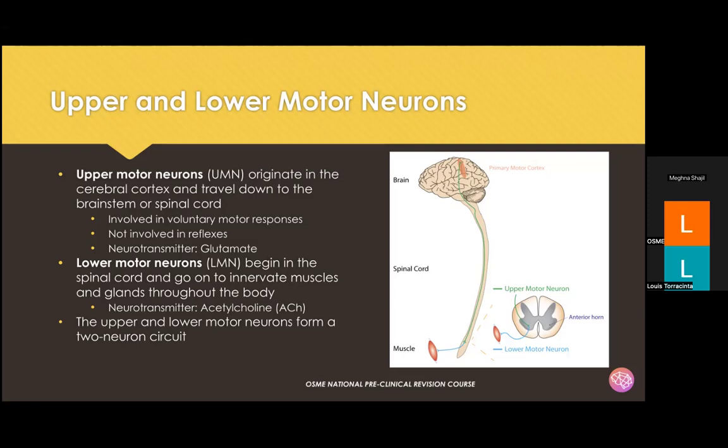Lower motor neurons, on the other hand, begin basically in the spinal cord. So that's everything in blue here on this diagram. Everything from the anterior horn of the spinal cord goes on to innervate those muscles. So they connect directly to muscles, and the neurotransmitter there is acetylcholine.